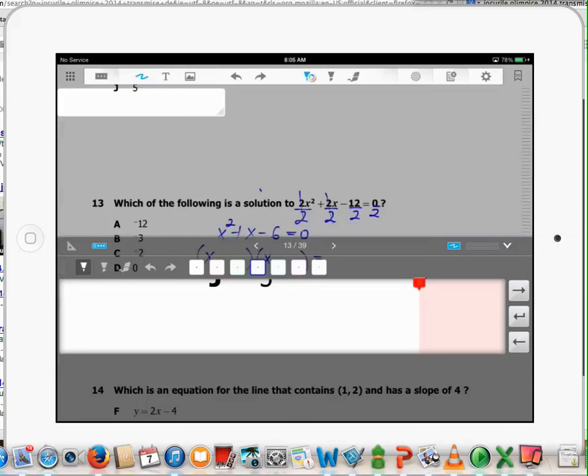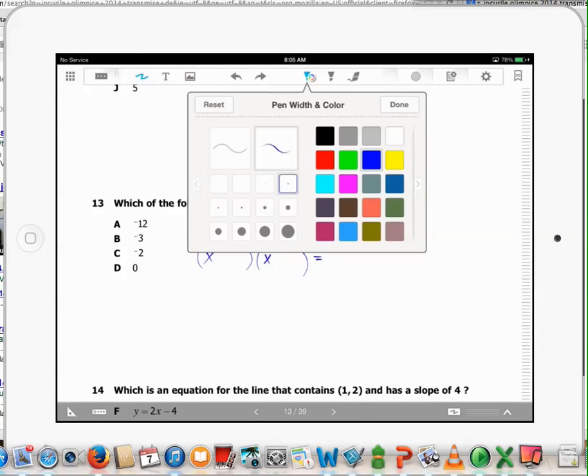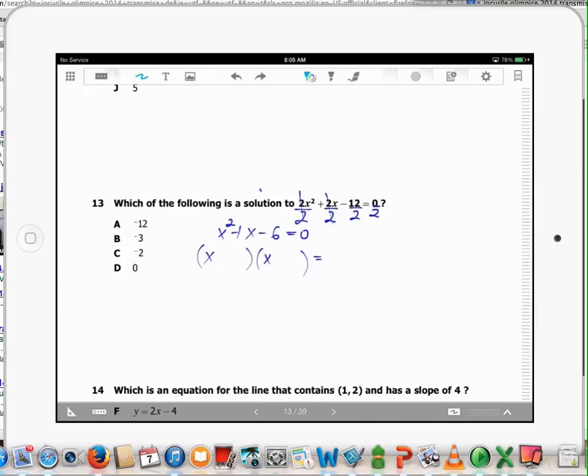My last term here is a negative 6, which tells me that one factor will be positive, one will be negative, the last term in each one of my binomials. But because the middle term here is positive, I have to analyze what factors negative 6 has, such that they add up to positive 1, the coefficient of x.